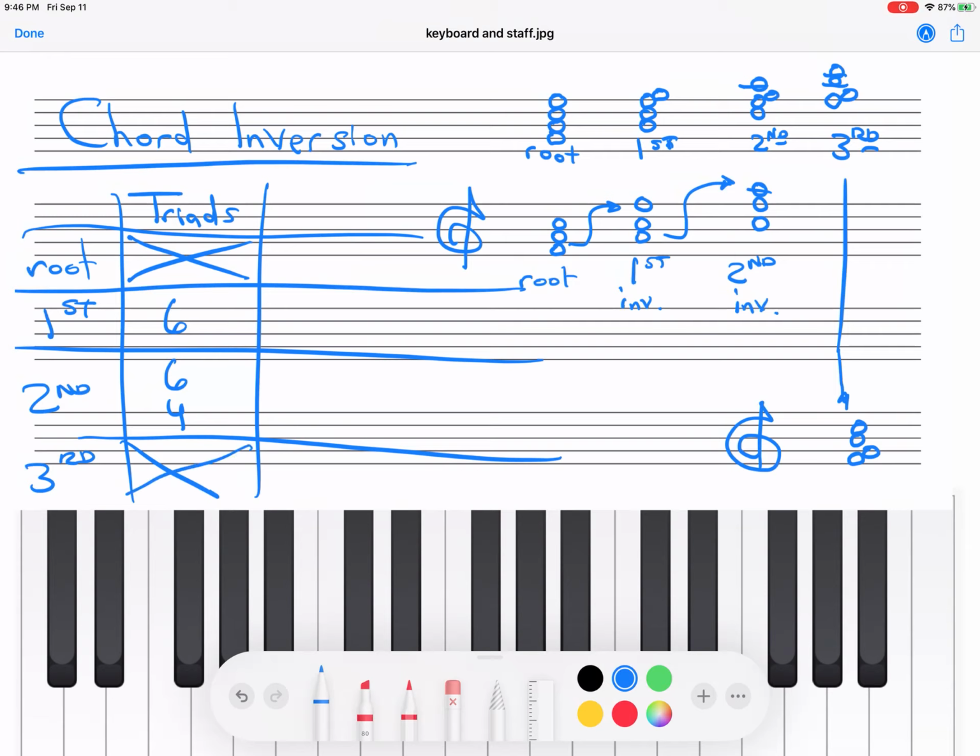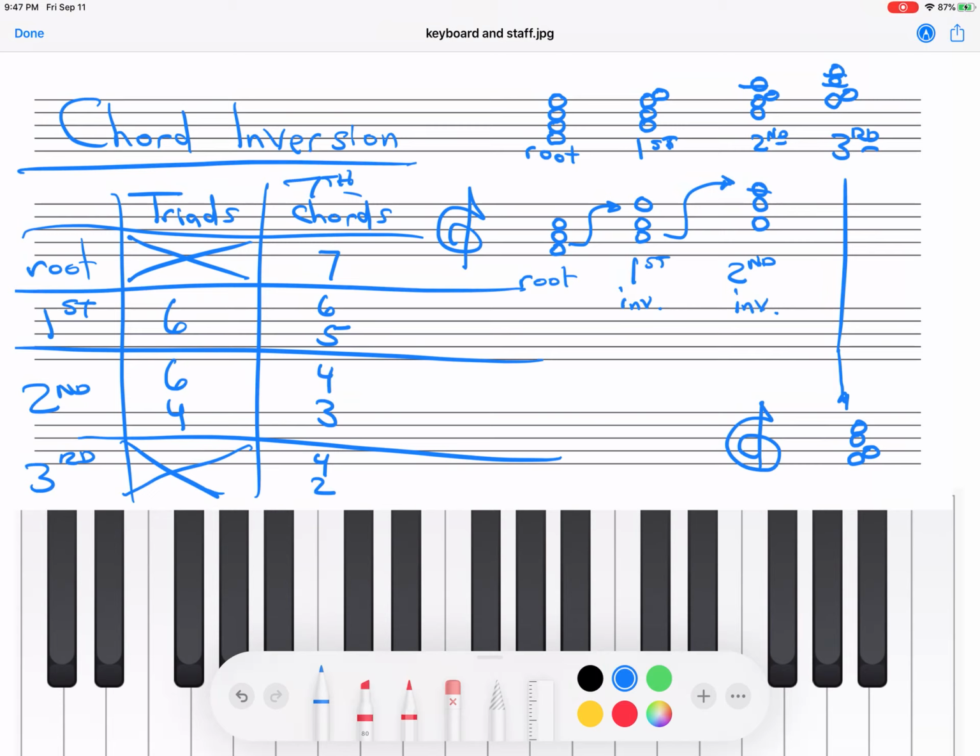And of course, like I mentioned before, there's no third inversion. That's just going back to root position. For 7th chords, a root position 7th chord is a 7. First inversion is 6/5. Second inversion is 4/3. And third inversion is 4/2.